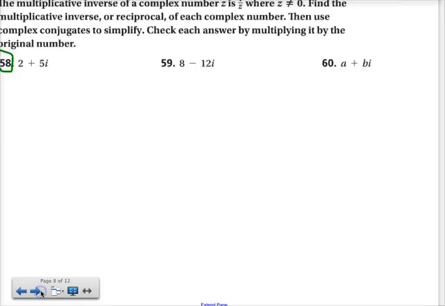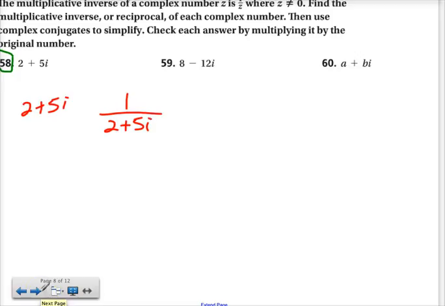Then, number 58 says, the multiplicative inverse of a complex number z is 1 over z, where z is not equal to 0. Find the multiplicative inverse or reciprocal of each complex number, then use complex conjugates to simplify. Check each answer by multiplying it by the original number. So I have 2 plus 5i right now, and to get that multiplicative inverse, I need to put that in the denominator. Notice if you multiply those two together, you get 1.